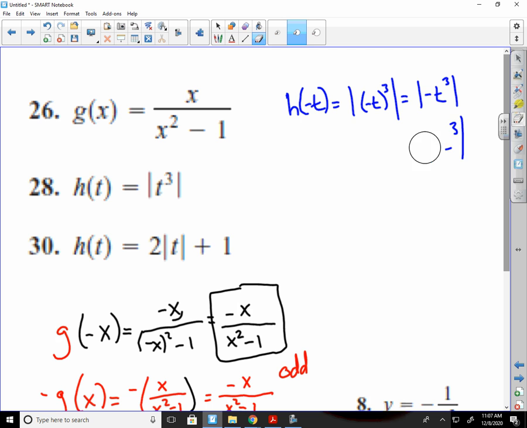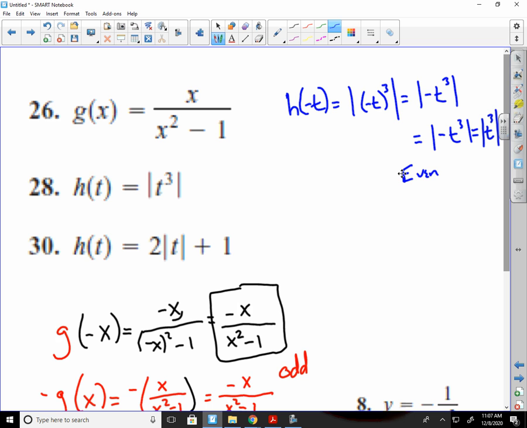Because my absolute value of t to the third, no matter what I put in for t, the absolute value of negative t to the third is going to be the same as t to the third, because the absolute value is always going to make it positive. So this is actually exactly the same as having t to the third. So this one is even, because whether it's positive or negative, it's always going to come out to be t to the third. Or not necessarily t to the third, but a positive number anyways.